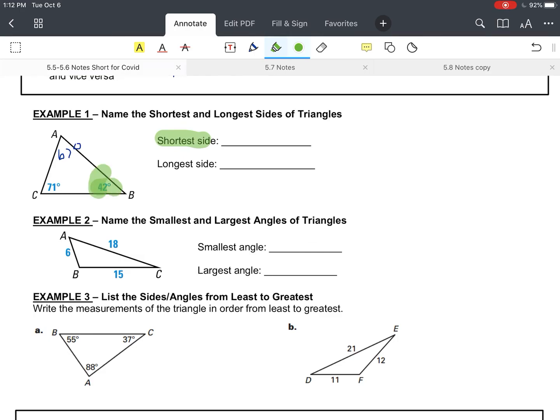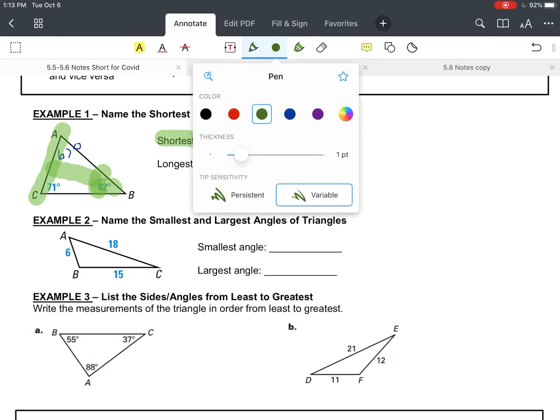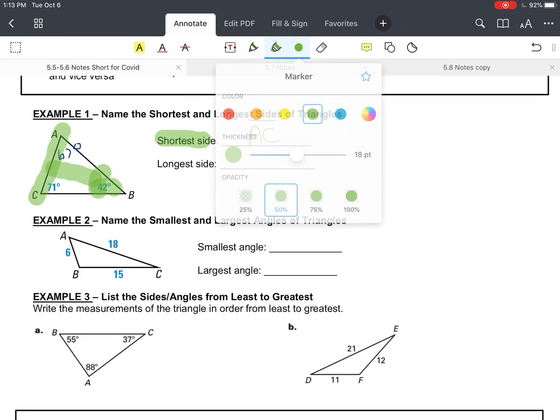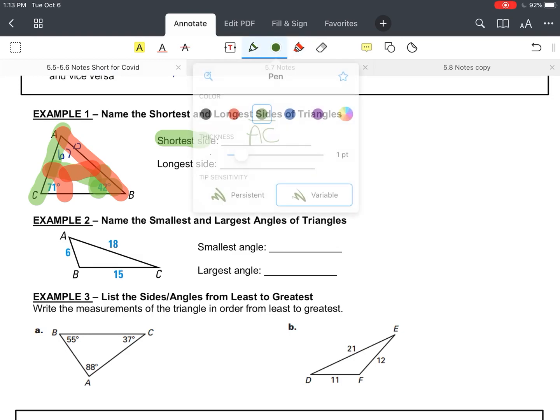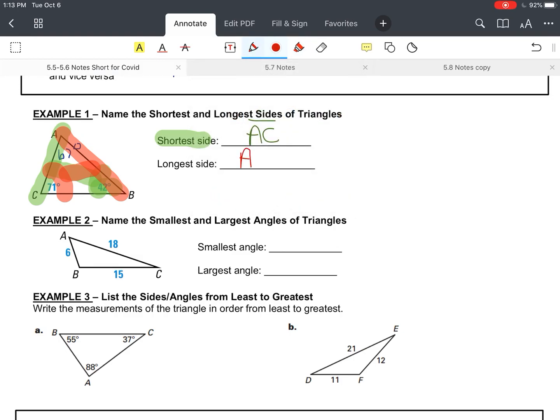To find the shortest side, I need to look for the smallest angle. My smallest angle is angle B, so if I go all the way across the triangle to AC, that will be my shortest side. So AC will be my shortest side. My longest side will be across from my biggest angle. So my biggest angle is 71, so go opposite across the triangle, and AB will be your longest side.